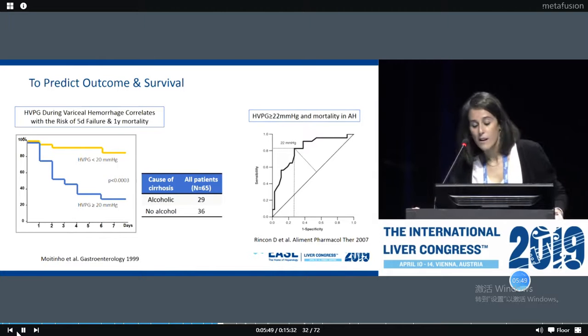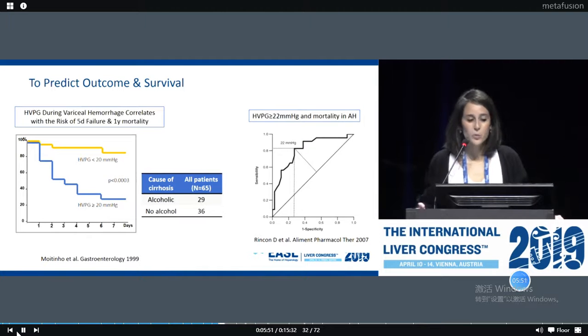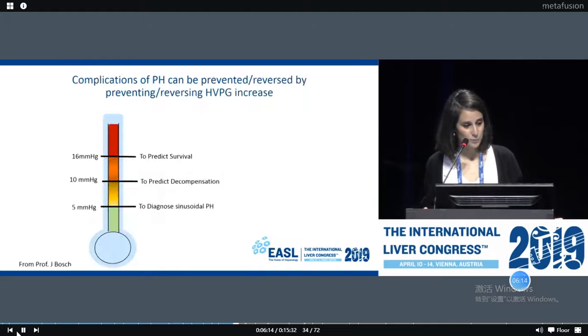It's also helpful to predict outcome and survival in the very specific scenario of acute variceal bleeding, where an HVPG of 20 or more predicts the risk of 5-day failure, rebleeding, and mortality, and also in the setting of alcoholic hepatitis, a gradient of 22 or more can predict mortality.